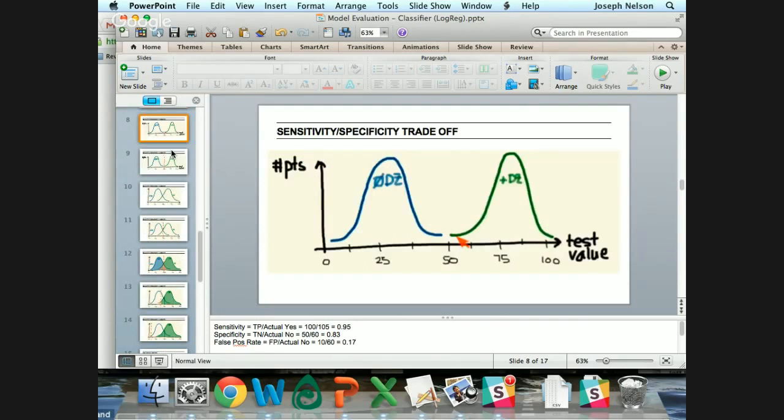Okay, so let's say we have this distribution. So this is where you are not allowed to scroll ahead on slides.